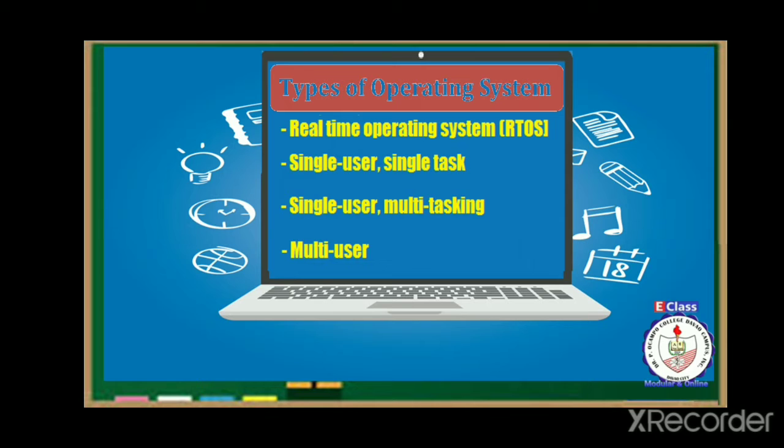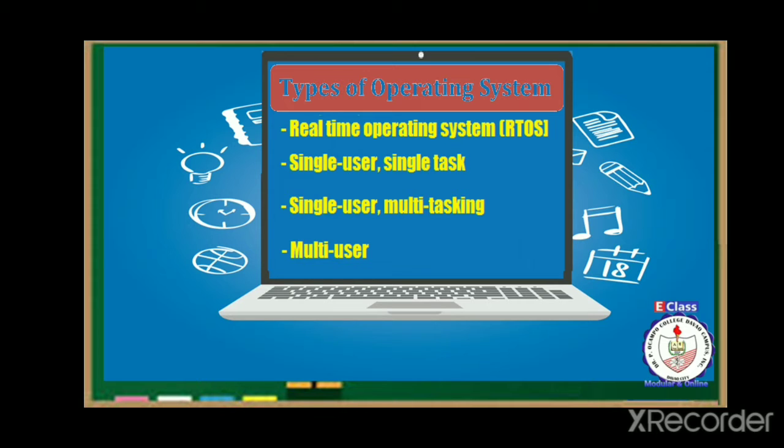Next is the single user multitasking. This is the type of operating system most people use on their desktop and laptop computers today. Microsoft Windows and Apple Mac OS are both examples of operating system platforms that let a single user have several programs in operation at the same time.